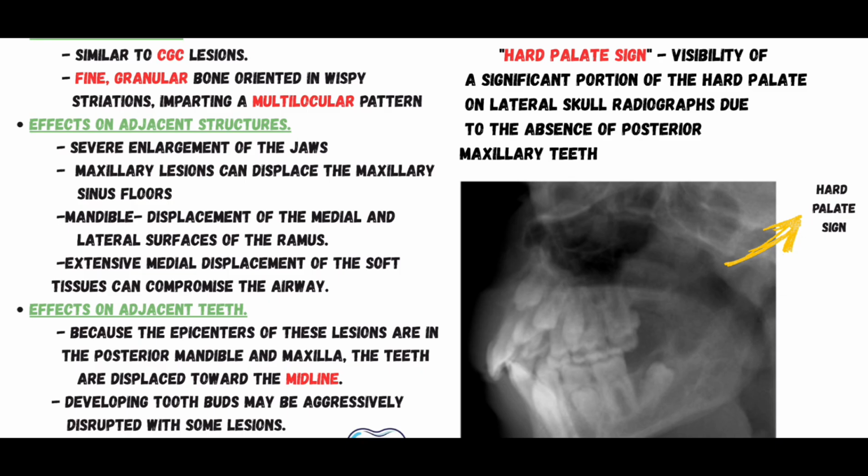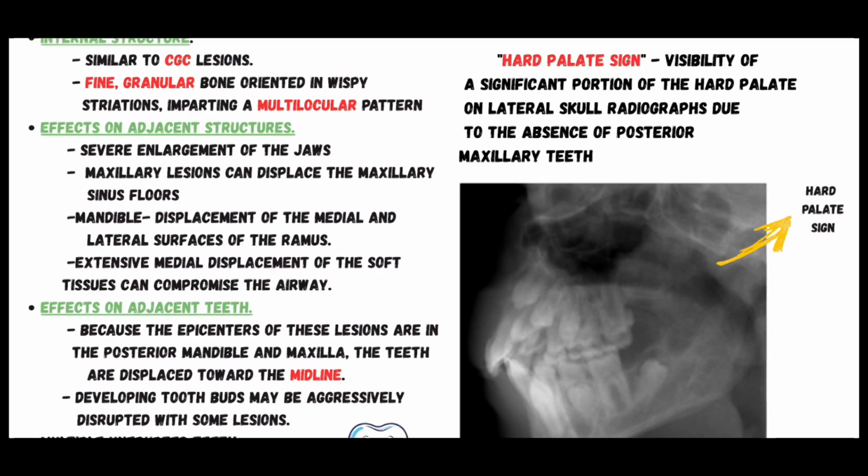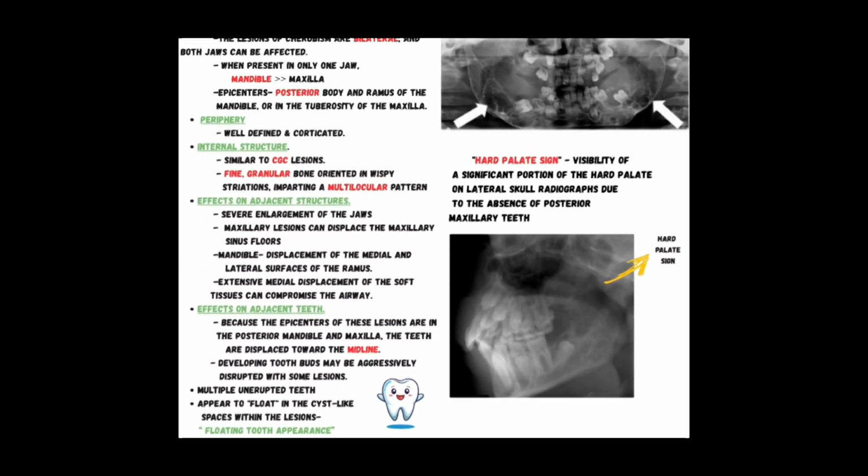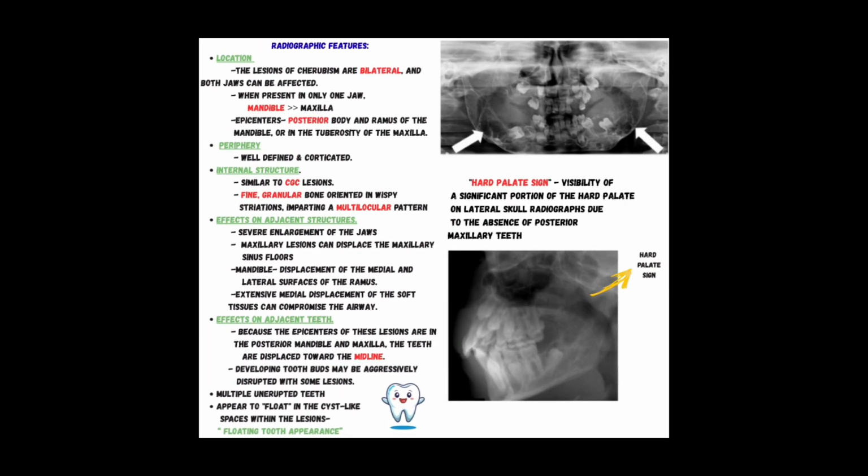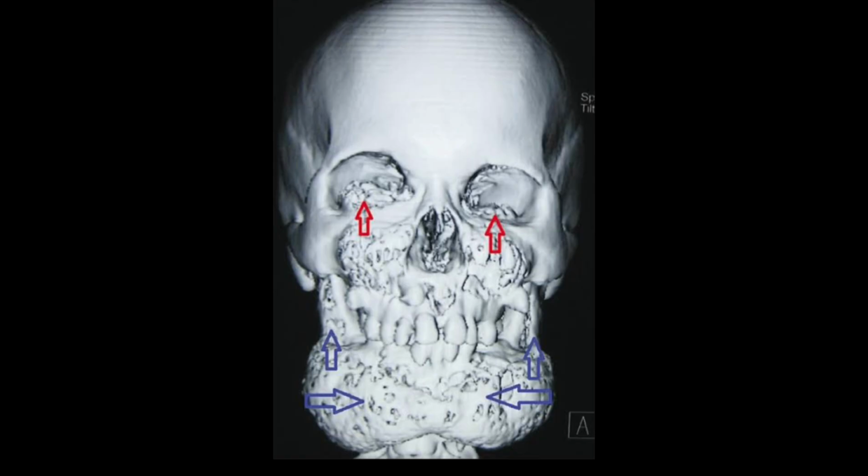Although the radiologic appearances of cherubism are similar to central giant cell lesions, the fact that cherubism is bilateral with an epicenter in the posterior mandible and maxilla should provide a clear differentiation between these two. The differentiation of cherubism from fibrous dysplasia should not present any difficulties because fibrous dysplasia is more commonly unilateral.